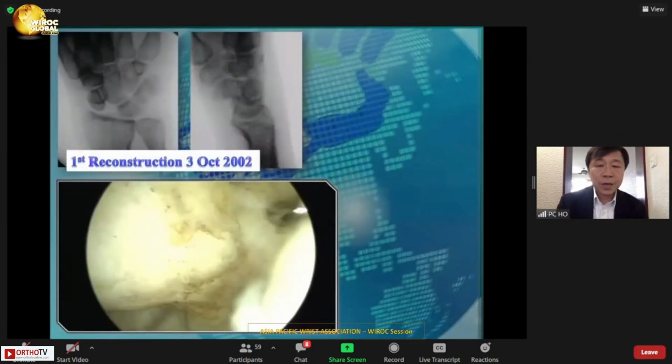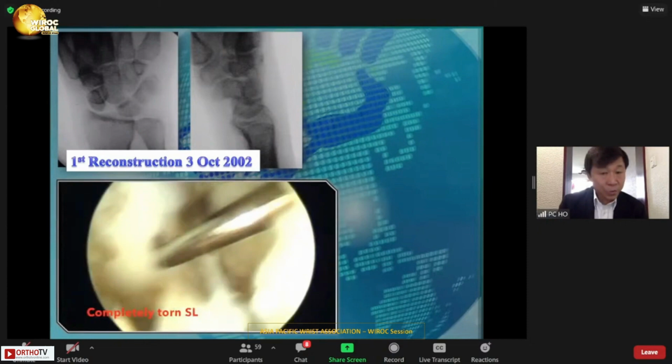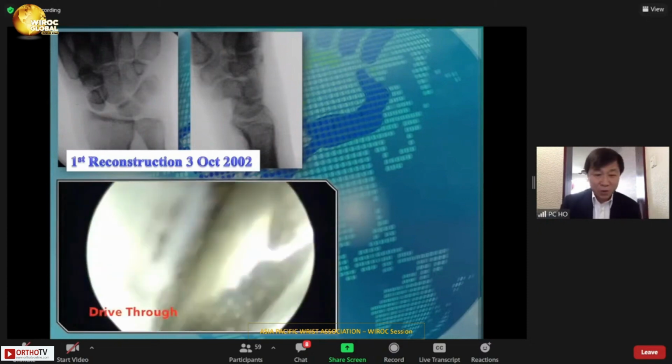So this is actually my first case, back almost 20 years ago, 2002. A very severe scapholunate dissociation. It was a big challenge for me. I thought about this method because I knew that the ordinary method may not work for this patient. And so I tried it 2 times in the cadaver and made sure that it worked out.